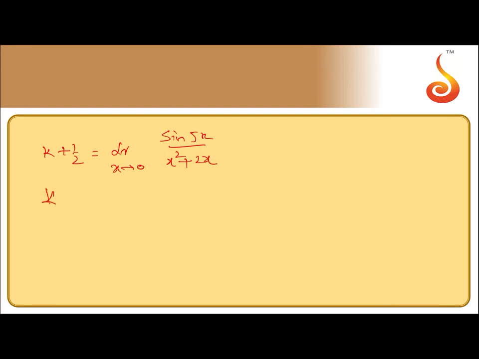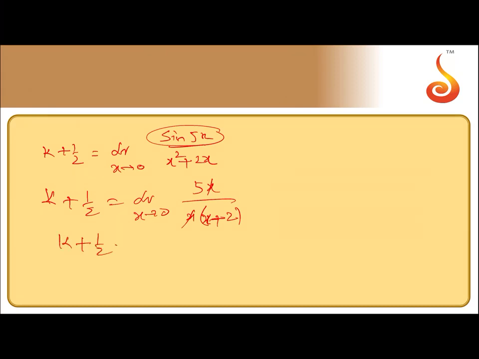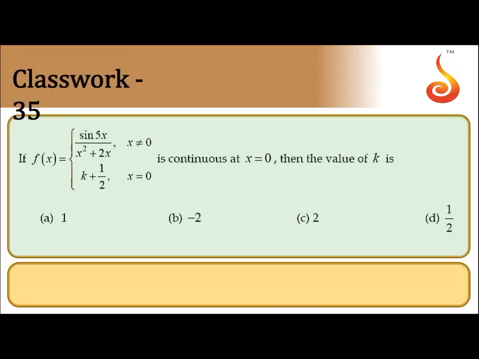So clearly you can see that this is in the form where you can replace sine 5x with 5x and simplify. So k plus half is equal to the limit as x tends to 0 of 5x divided by x multiplied by x plus 2. Yes, x cancels, and when you substitute x equals 0, k plus 1 by 2 is equal to 5 by 2. Therefore, k is equal to 4 by 2. The answer is plus 2.